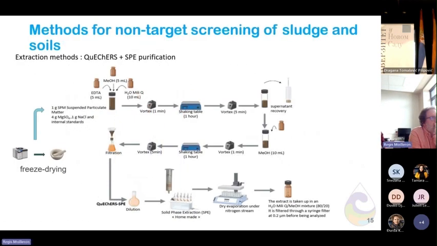We also developed some methods for solid samples, for sludge and for soils. And this is based on the QuEChERS method with the solvents and the salts, and then agitation and filtration. And then we add another step of extraction with this 4 phases cartridge, and then we evaporate and we obtain the extract and we analyze it in the same way as the water samples.